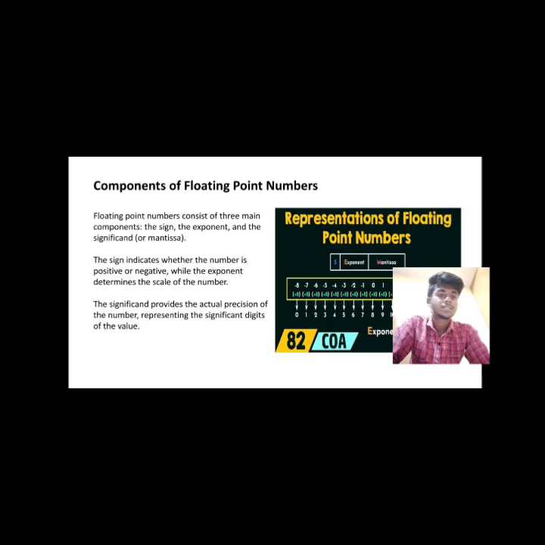A floating point number consists of three main components: the sign, the exponent, and the significand. The sign indicates whether the number is positive or negative, while the exponent determines the scale of the number, and the significand provides the actual precision of the number, representing the significant digits of the value.